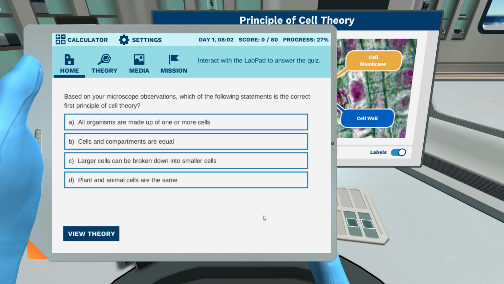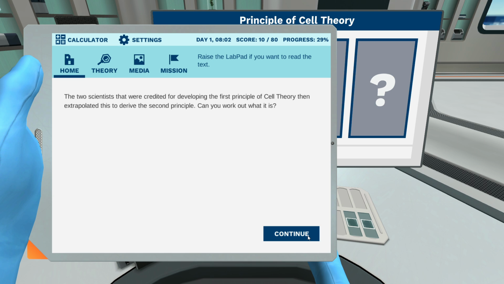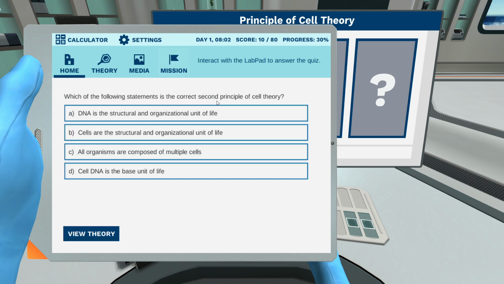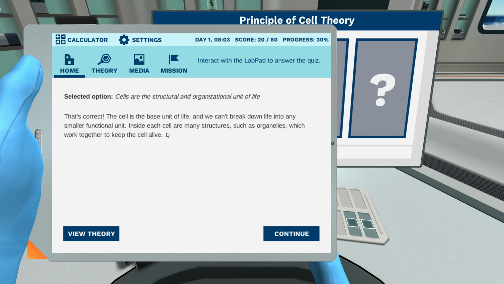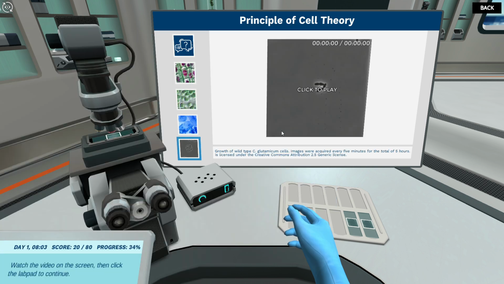Based on your microscope observations, which of the following statements is the correct first principle of cell theory? Option A, all organisms are made up. Exactly. Which of the following statements is the correct second principle of cell theory? Option A, DNA is the structural and organizational unit of life. Option B, cells are the structural and organizational. That's correct. Watch the video on the screen, then click the lab pad to continue.